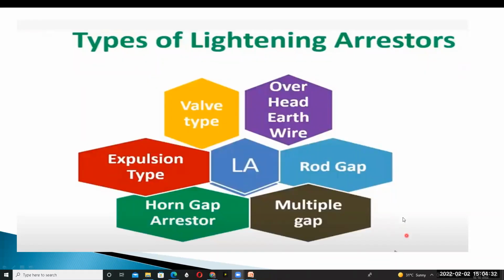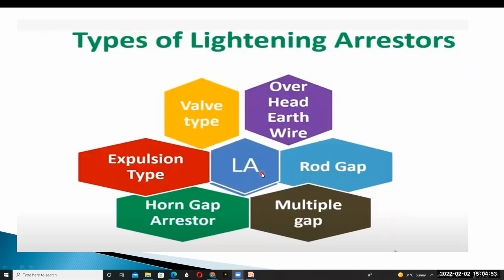So, types of lightning arrestors. These are the different types of lightning arrestors: overhead earthwire, rod gap and multiple gap arrestors, horn gap arrestors, expulsion type arrestors, and valve type arrestors.